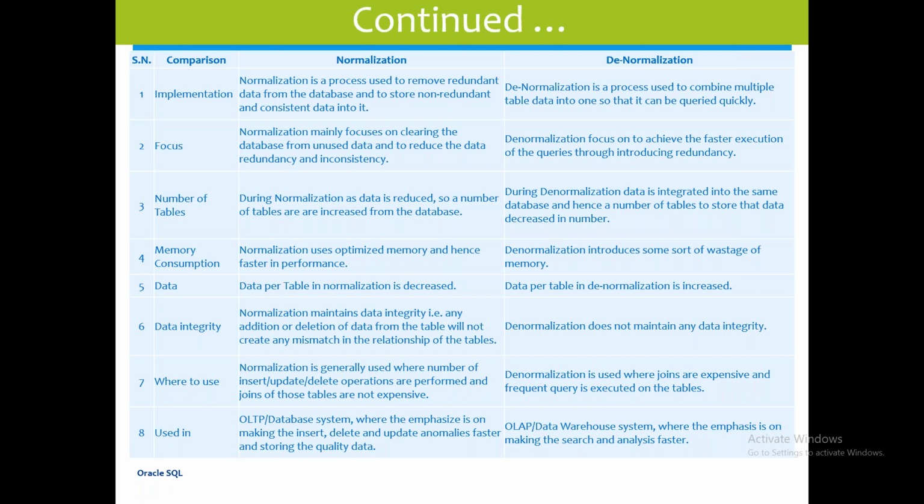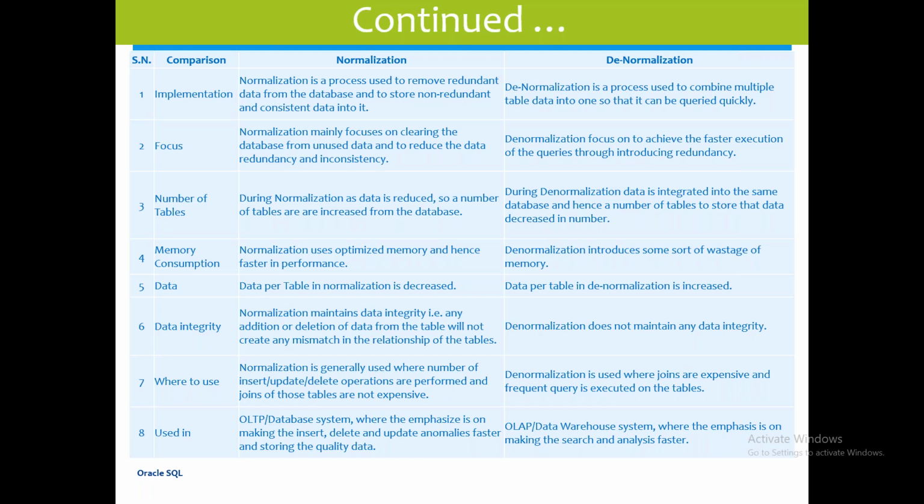Then memory consumption. Normalization uses optimized memory and hence is faster in performance, because it splits in a very good, standardized way and optimizes memory using performance tuning concepts, so queries on normalized tables are very fast. In denormalization, we are gathering everything in one place, so optimization techniques cannot be used and performance tuning will not be appropriate, so it is very slow compared to normalization. There is a lot of wastage of memory here.